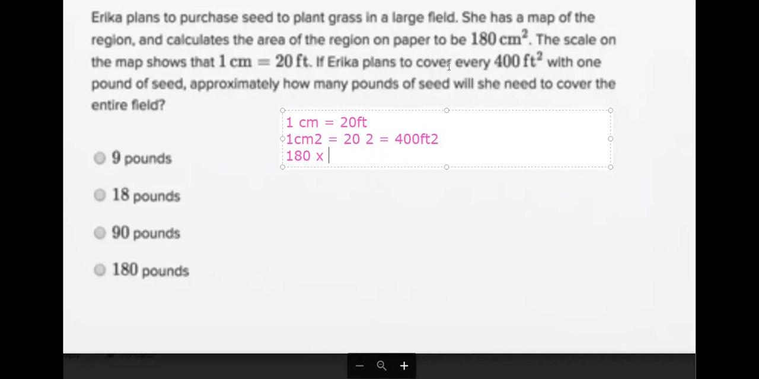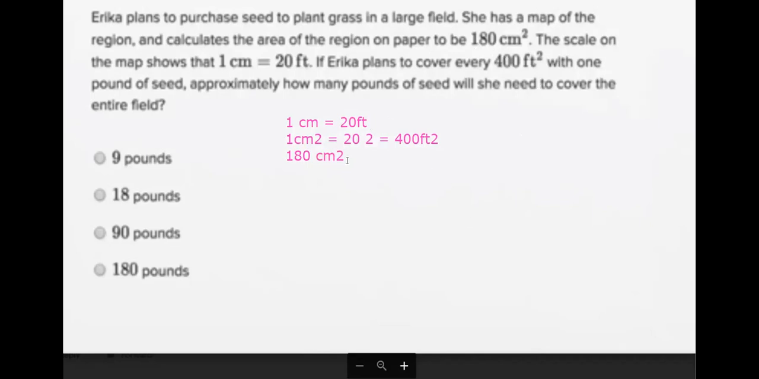So if I want to convert this 180 centimeter square into feet, I would be directly multiplying this with 400. Right? I don't understand why. Why is that? Okay. Look, it is saying 180 centimeter square, right? It is over here, it's 180 centimeter square. This is the part.